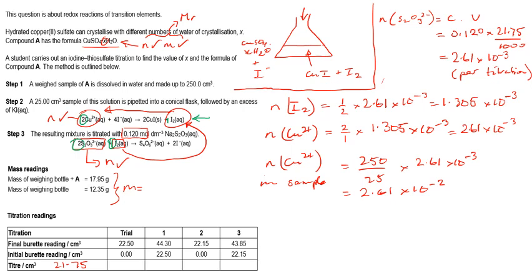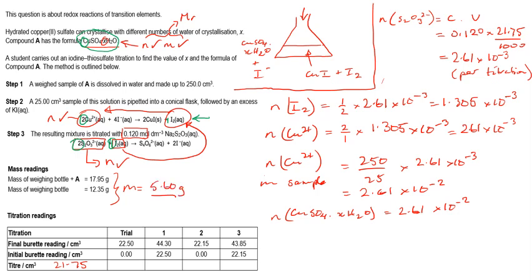Because we have a 1-to-1 ratio, so there's 1 copper ion per formula unit of hydrated copper sulfate, that also tells us that we've got the same number of moles of hydrated copper sulfate. So moles of that is the same, 2.61 times 10 to the minus 2. And that has a mass of, let's work this mass out. Mass is 5.60 grams.